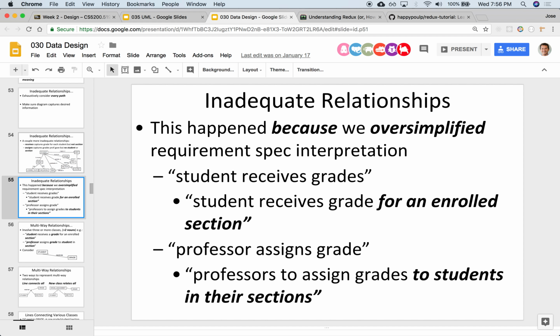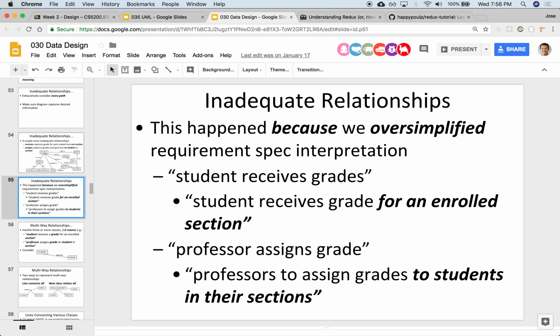There was a "for" qualifier in there, right? That says that not only is the student related to the grade, but there's something else in the relationship, right? It looks like it's enrolled in a section. So that says that the relationship is not just between the student and the grade, but it's a relationship between the student, the grade, and some enrollment in some section. Okay, so there's three nouns here that are related to one another, not just two.